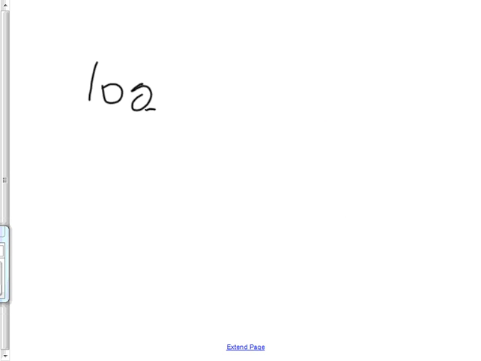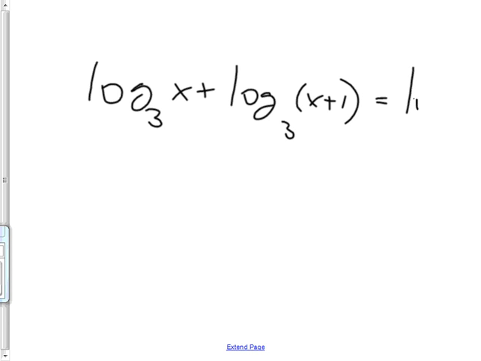Log base 3 of x plus log base 3 of x plus 1 is equal to log base 7 of 1. There's a whole lot going on in that problem. My rules for these are get it down to 1 log on each side. Simplify things if you can. Rewrite things when you have to. When you get a quadratic, you'll get 2 answers. Make sure that one of them isn't extraneous.